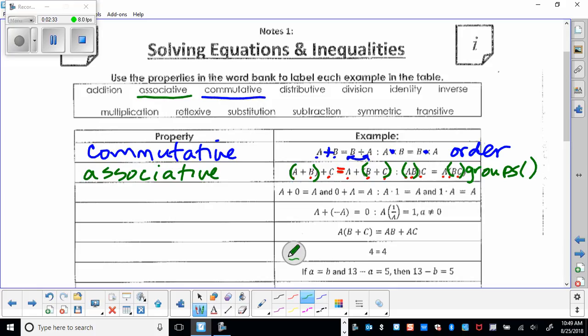All right, and this only works for both of these for adding or multiplying. Okay, it's not there for dividing or subtracting.